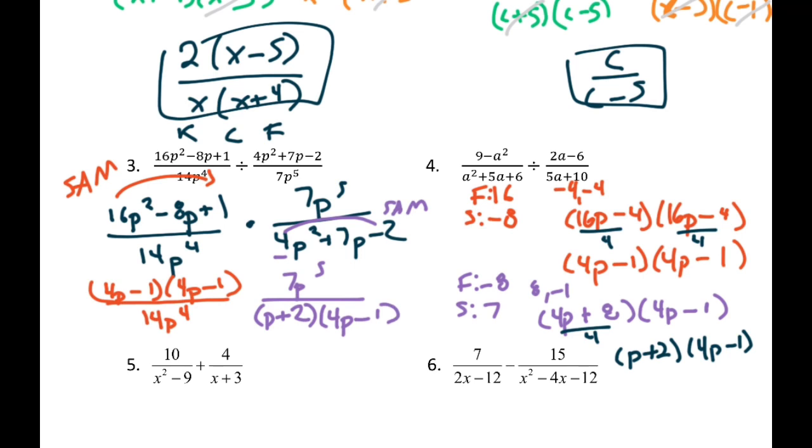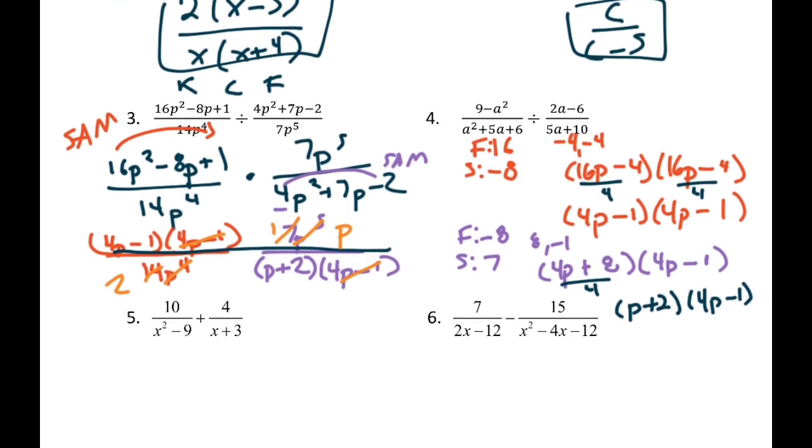So then when I look to start canceling things, this is multiplication, so we can make this one big fraction. The 4p minus 1s can cancel. Let's see, the 7 and the 14 can reduce to a 2 and a 1. The p to the 5th and the p to the 4th can reduce to just a p on the top. So it looks like we will have on top p and 4p minus 1, and on the bottom 2 and p plus 2.